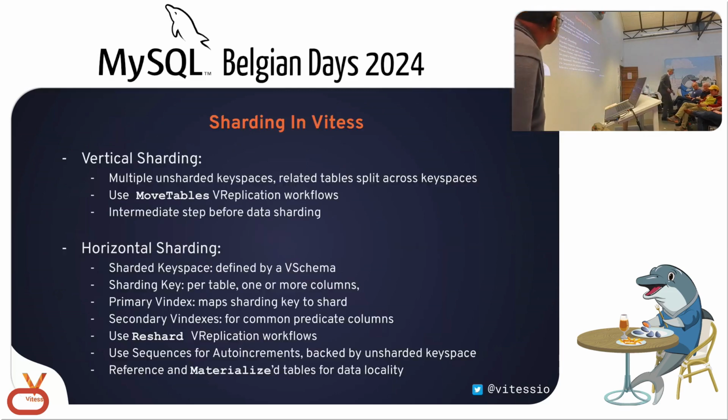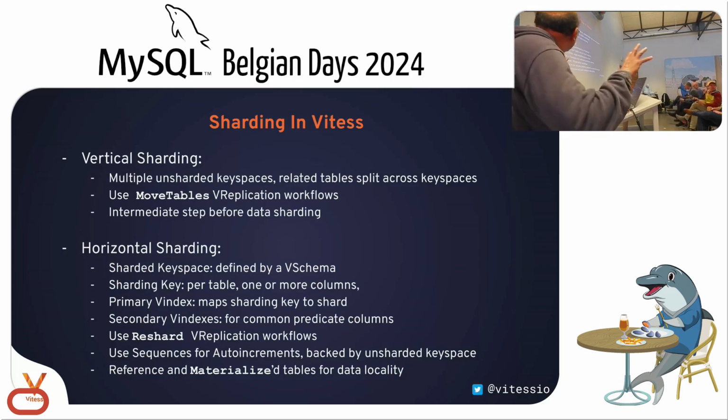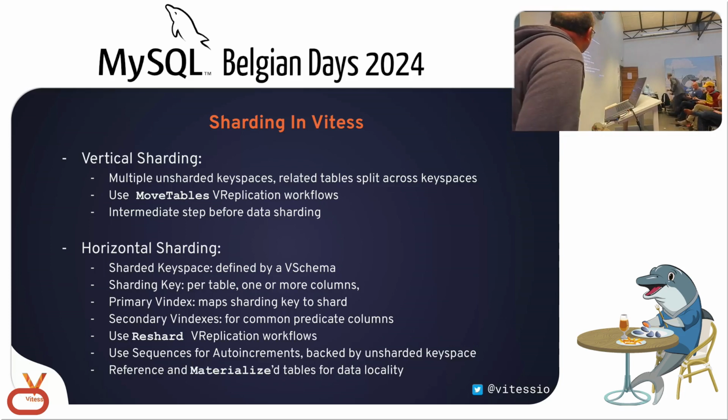Just as an aside, we also want to say that people also talk of vertical sharding as sharding, where you split tables across databases. That's also supported out of the box in Vitess using something called MoveTables.